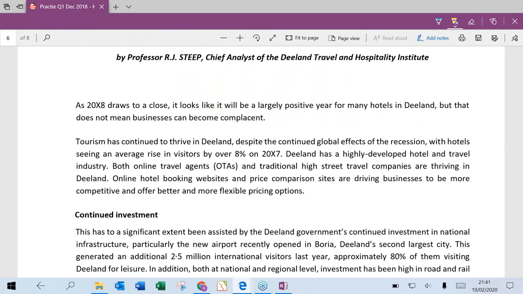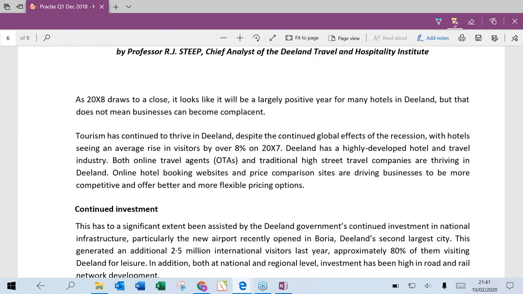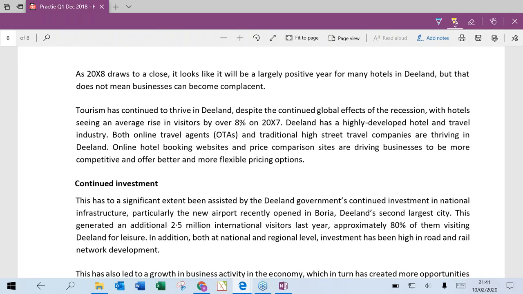So let me quickly highlight some information. Look at the second paragraph. Tourism has continued to thrive in D-land despite the continued global effects of the recession, with hotels seeing an average rise in visitors by over 8% in 2017. That's good. Tourism is thriving. D-Land has a highly developed hotel and travel industry. That's good for us, right?